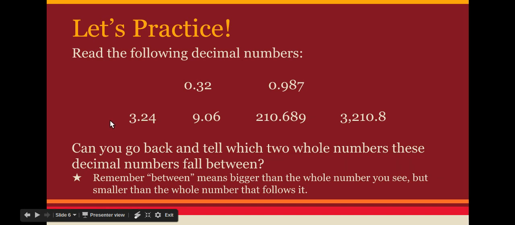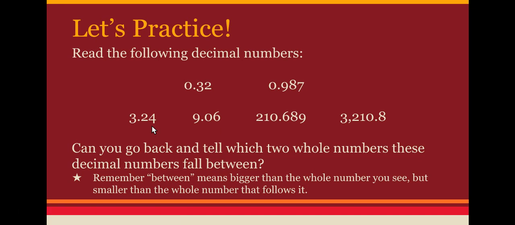This row on the bottom now includes some whole numbers. So all you have to do is read the whole number like you normally would and say "and" when you get to the decimal point. This number is read as 3 and 24 hundredths because the last digit 4 sits in the hundredths place.